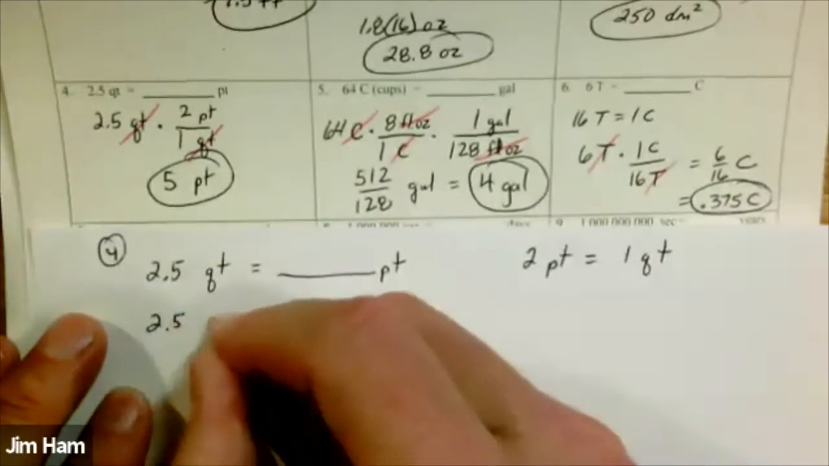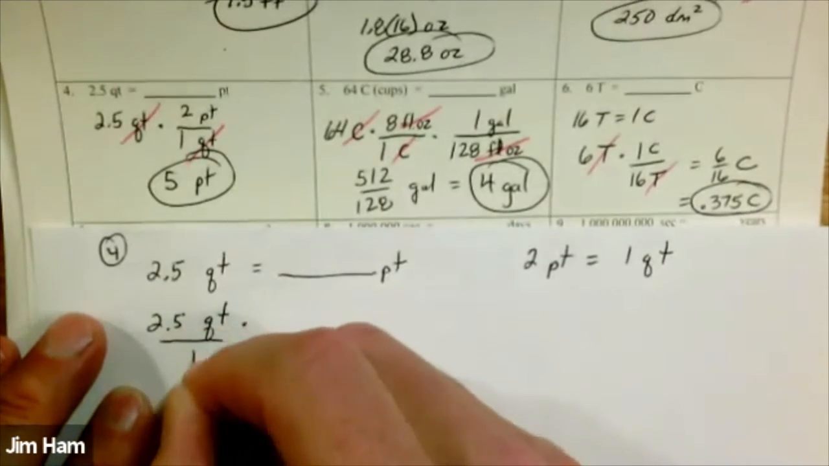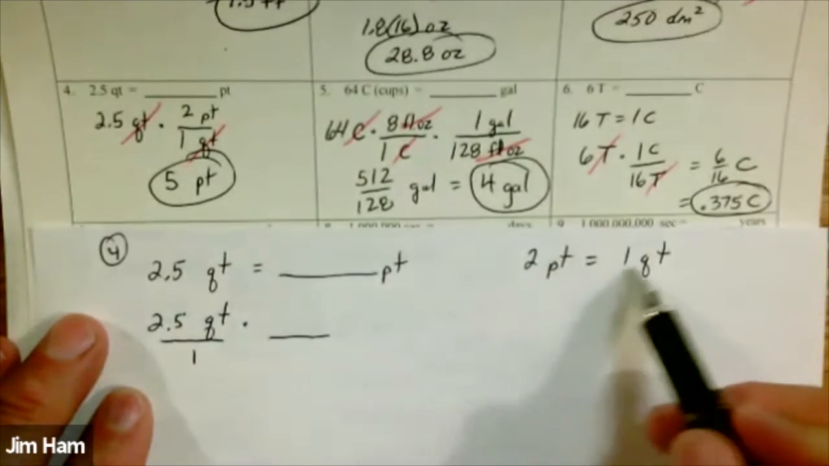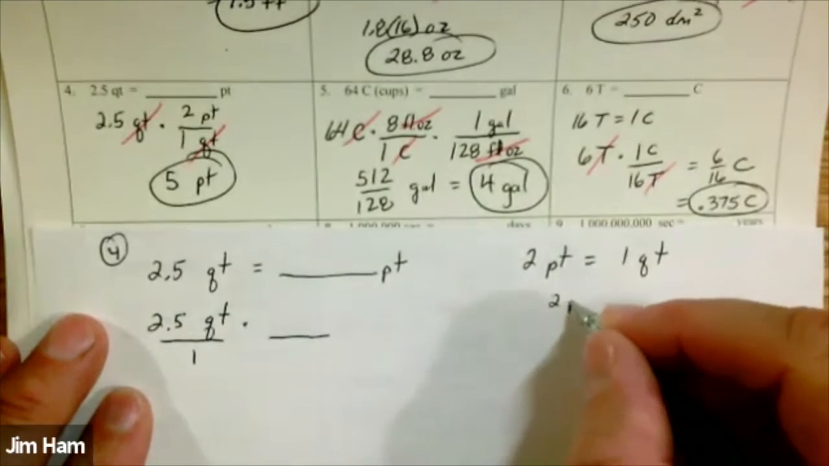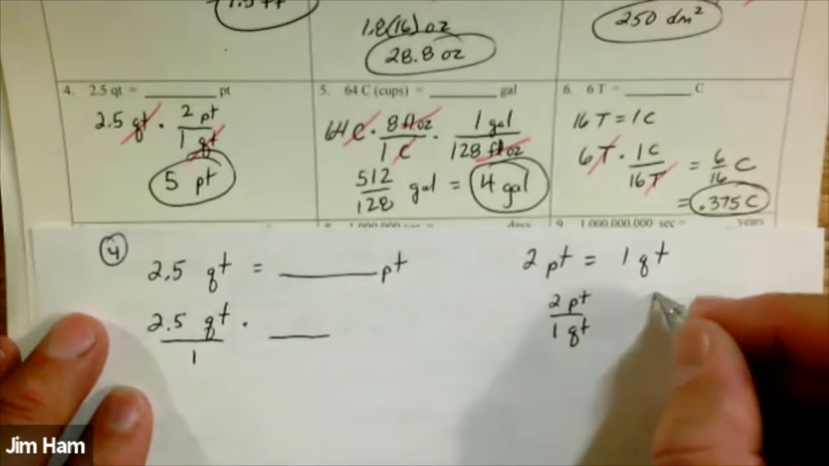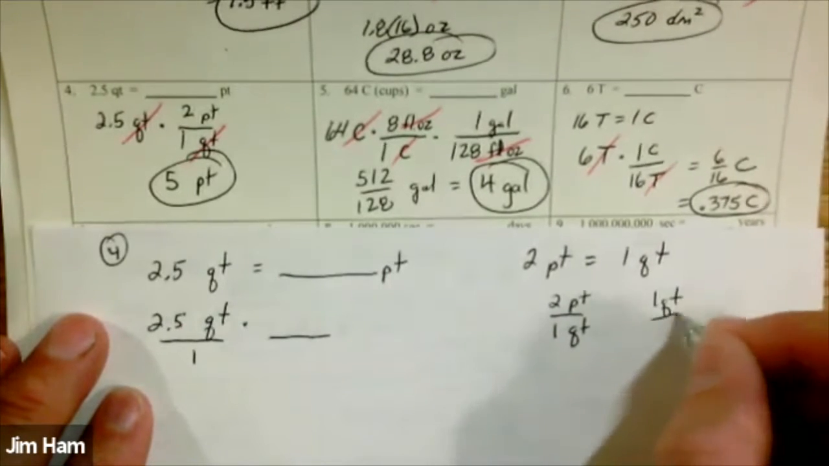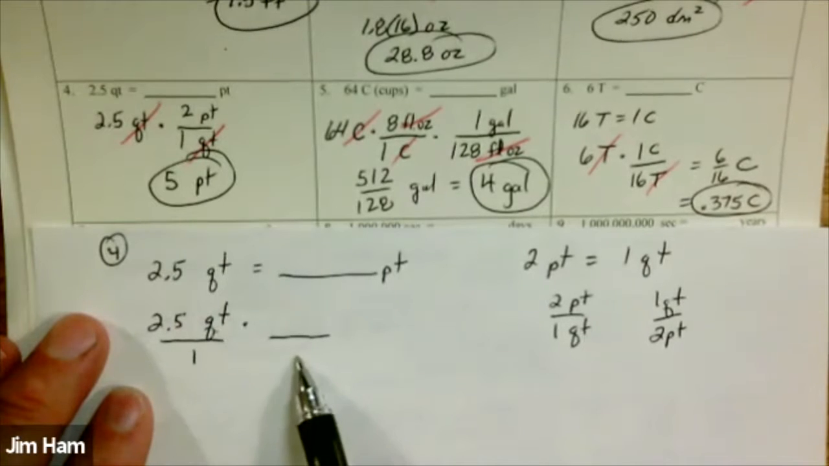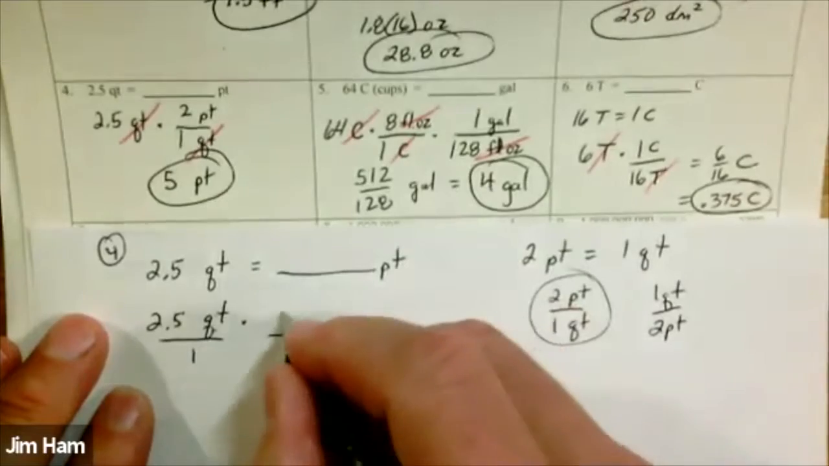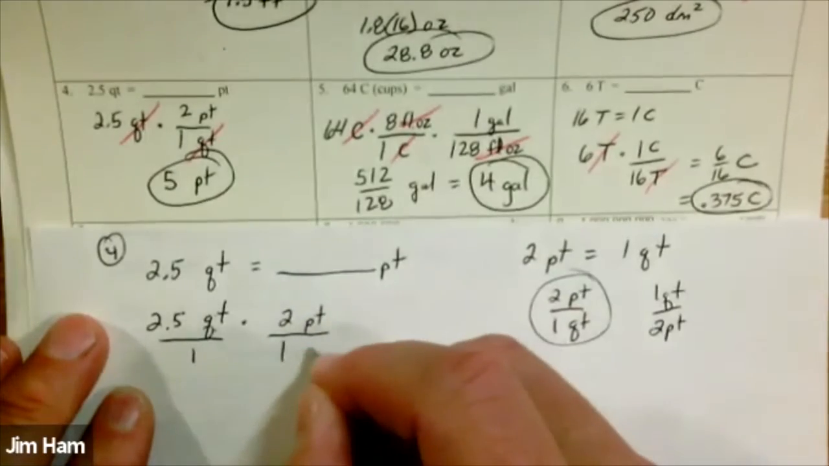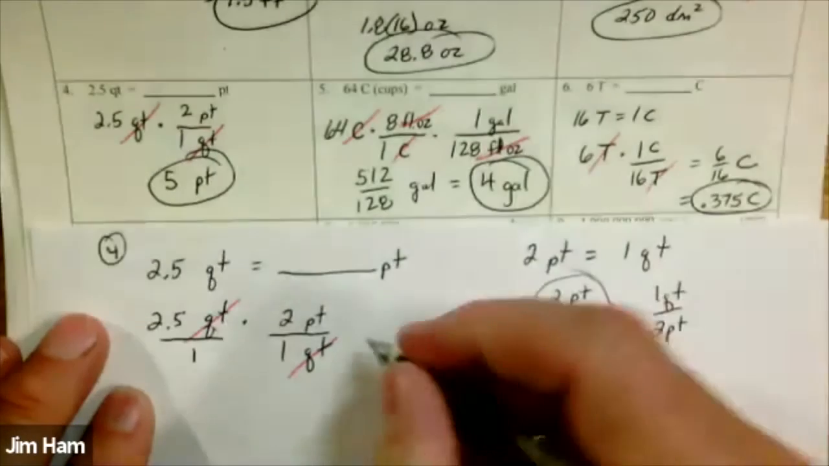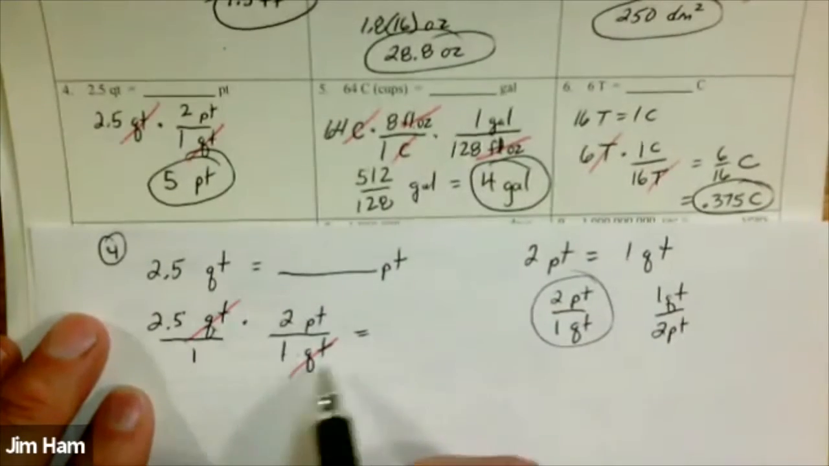So we have 2.5 quarts, and I'm going to write it over 1 so I can cancel. I know that these two are the same in quantity, so I can write the fraction this way, or I can write the fraction this way. I want the quart to be in the bottom so that I can cancel this quart on the top. So I'm going to use this one. That's 2 pints is 1 quart, and then the quarts cancel. So the only thing left on the bottom is 1, no units.